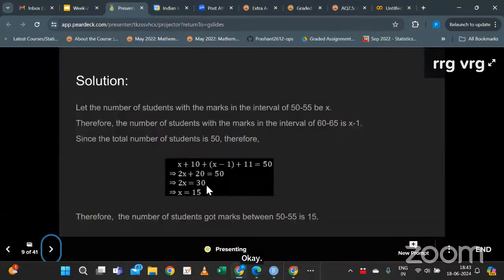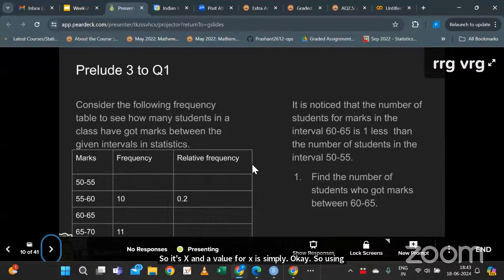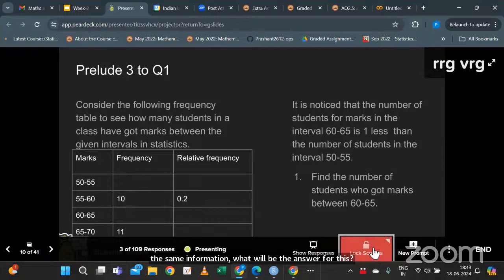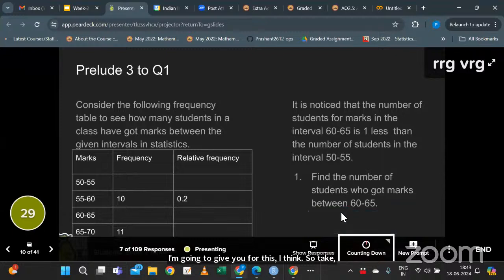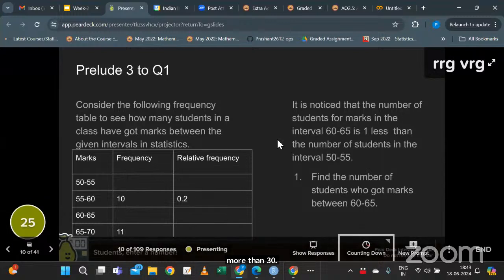Okay. So for this, the correct answer is 15, because the question was what is the total number of students for the interval 50 to 55. So it's x, and the value of x is 15. Using the same information, what will be the answer for this? I think it should take not more than 30 seconds, because we have already discussed the answer for this.